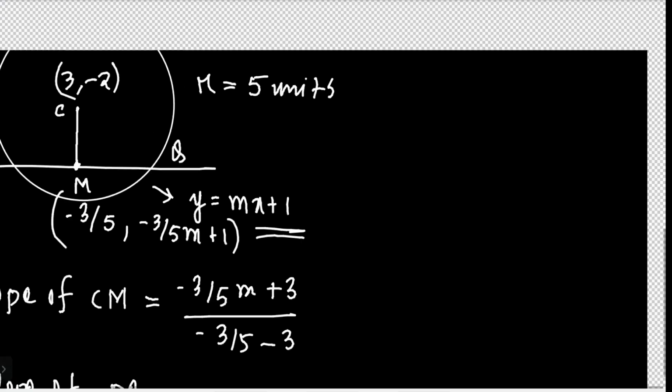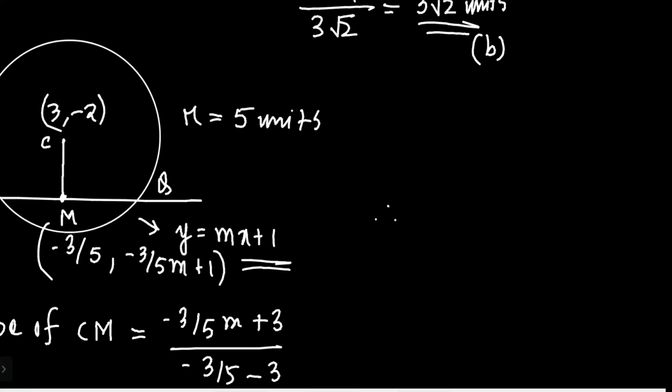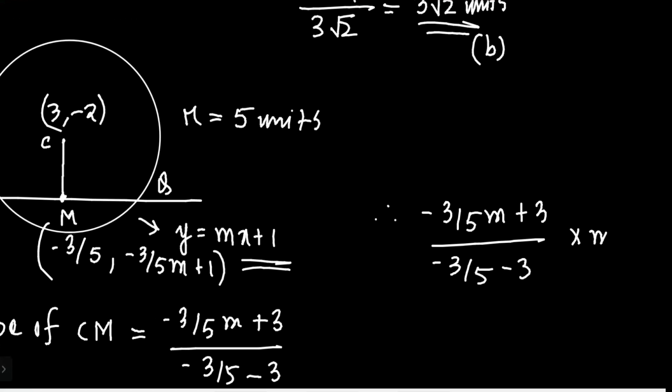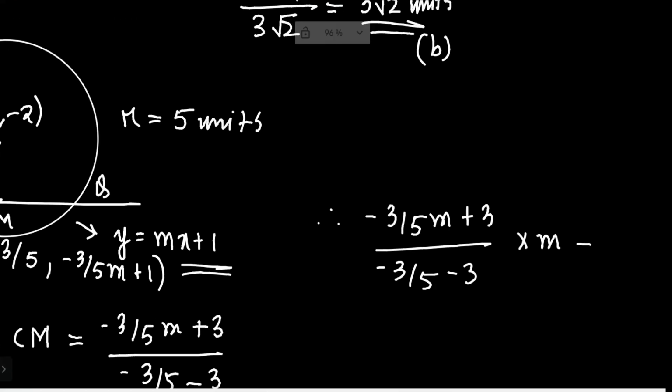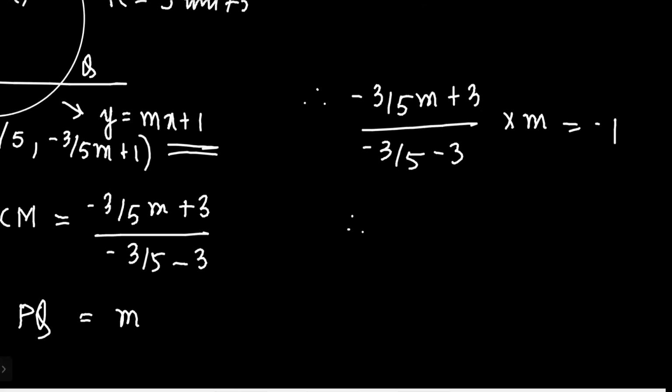Okay, so m. If we multiply these together, we will get -1 because they are perpendicular to each other. So we can write that (-3/5 m + 3) divided by (-3/5 - 3), into m, is equal to -1. Now, if you solve this one, you will get the two values of m as m = 2 and m = 3.